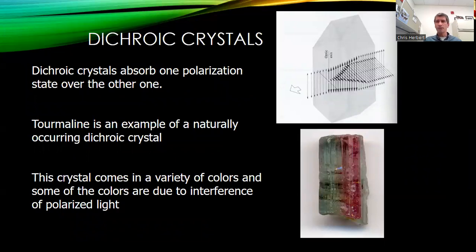There are other materials that are natural Polaroids, if you will, and these are called dichroic crystals. Tourmaline is dichroic in that it tends to absorb one of the polarizations while letting the other polarization through.